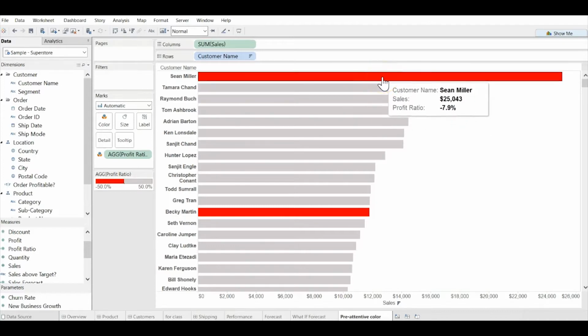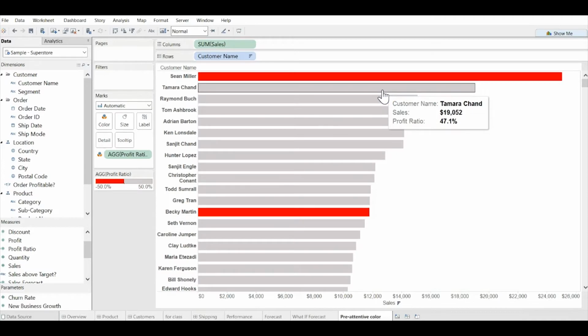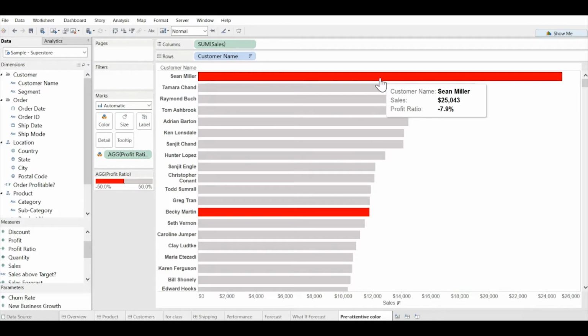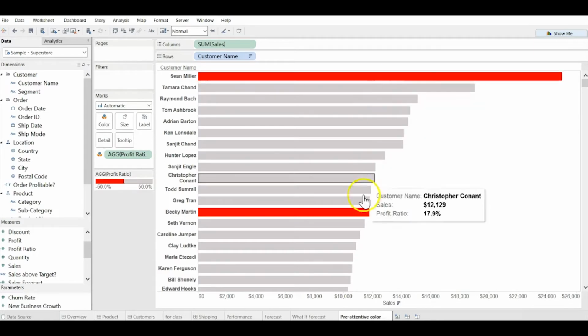Now, I'm not attributing anything about Sean Miller versus Tamara Chand. There may be different circumstances, but that's not for us to decide. What we're just doing is interpreting the fact that Sean Miller seems to have made a lot of sales, yet lost a lot of money too. And so we need to delve into that more, but I think this is the initial foray. The CFO would probably get back to me and ask further questions, wanting a more detailed deep dive into the information, but this is a nice way to do the high-level look at it.